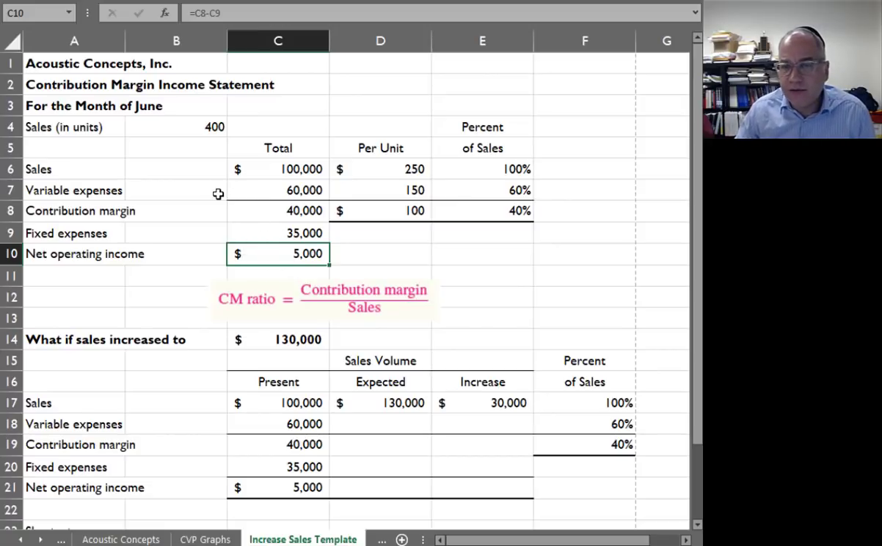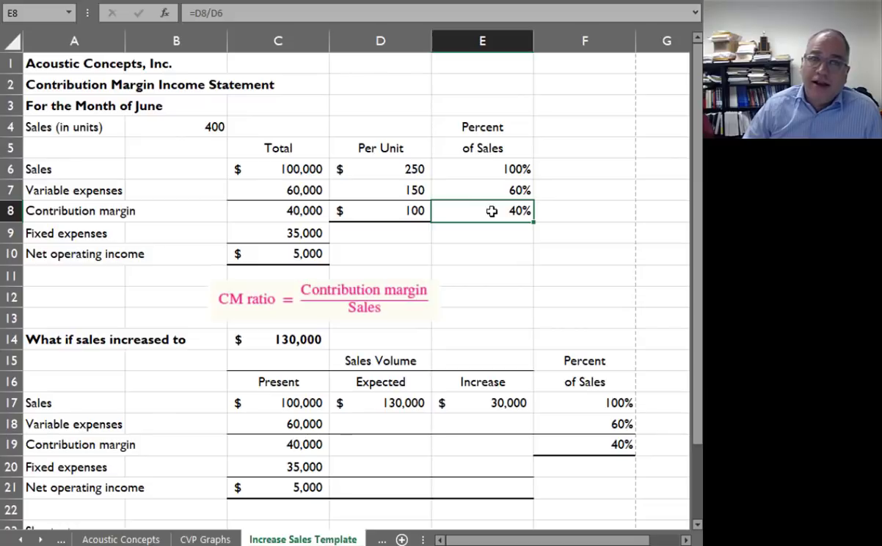We can calculate from this what's called the contribution margin ratio, CM ratio, and that would be contribution margin divided by sales. So I actually made a whole column here, percentage of sales, because I like to make columns. And that would be sales divided by sales is 100%. Variable expenses divided by sales is 60%, 150 divided by 250. And contribution margin divided by sales is 40% over here. And that's this formula here. And basically, we could just multiply sales by the contribution margin ratio to figure out the contribution margin. And that's a good thing.